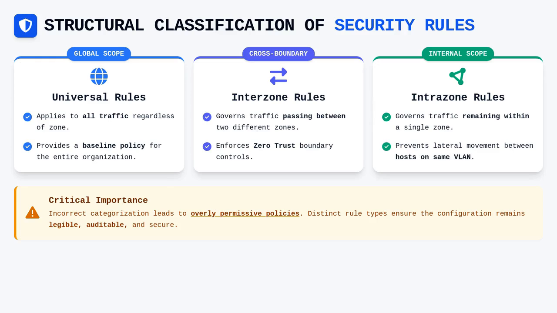Intrazone rules govern traffic remaining within a single security zone, allowing for precise control over lateral communication between hosts sharing the same interface or VLAN. By distinguishing between these types, you can enforce specific security postures for different layers of your network. Failing to categorize these correctly often leads to overly permissive policies where lateral movement within a zone goes entirely unchecked. Maintaining distinct rules for these transitions helps keep your firewall configuration legible and auditable.